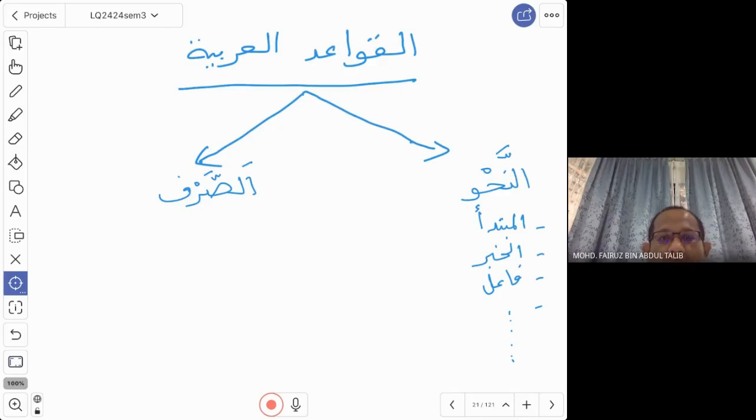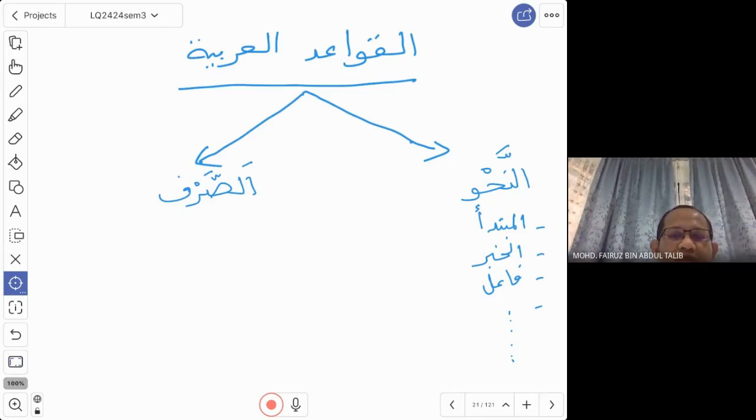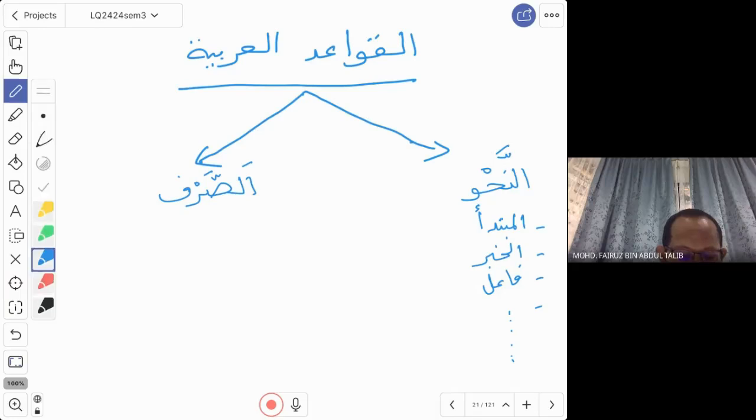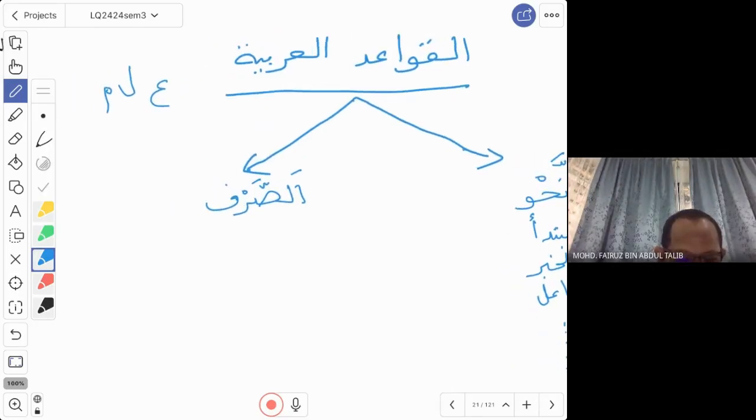That is number one. Number two, sarf is also important because Arabic words can be derived into several other words. From one word, you can form several other words. For example, the word ain, lam, mim. These are the root letters, ain, lam, mim. From these root letters we can have many words. For example, we can have ilmun. For another example, you can have a verb, alima.